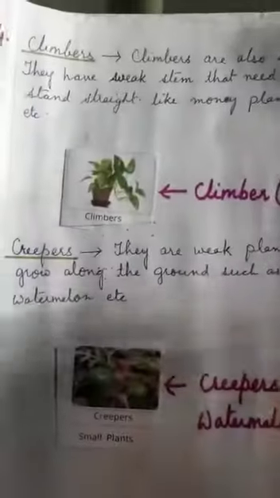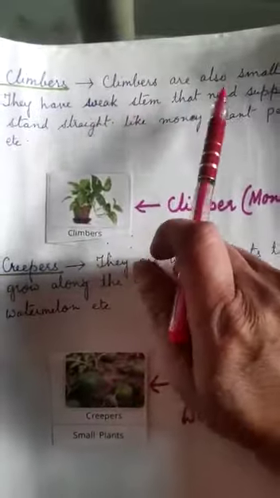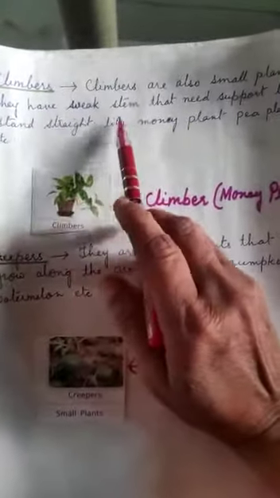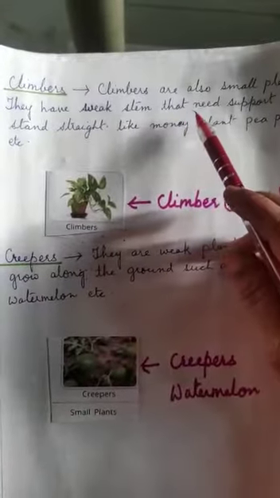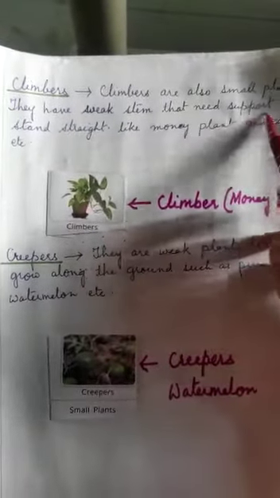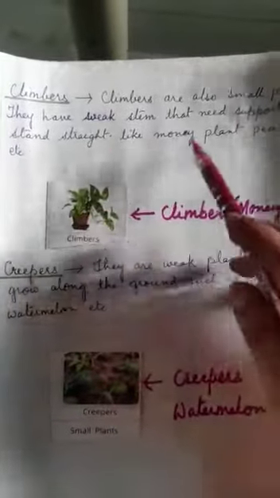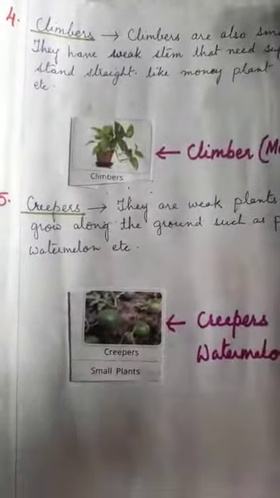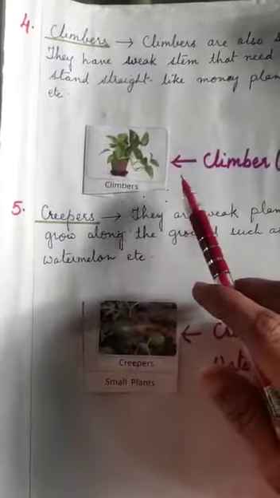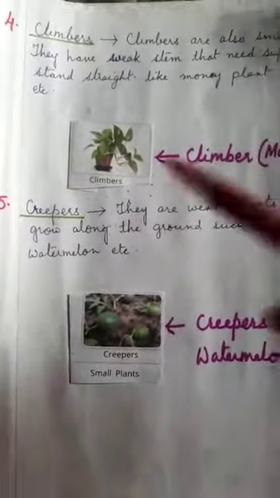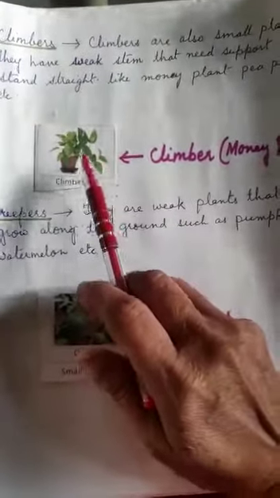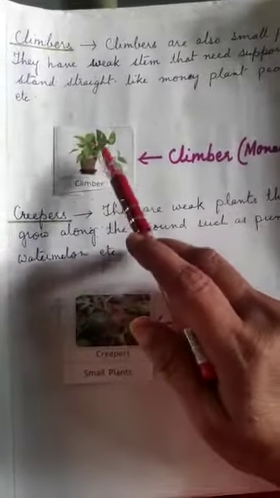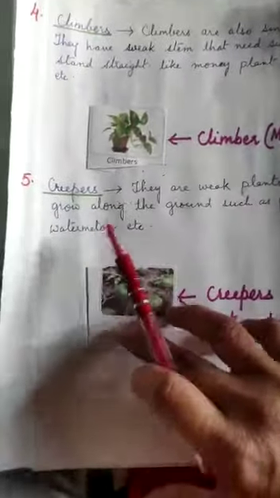Now, the fourth type of plant is climbers. Climbers are also small plants. They have a weak stem. They cannot stand straight on their own. They need support to stand straight, like money plant, pea plant. You must have seen the money plant, maybe in your home or some other places. Here is the picture of a money plant. You see the money plant branches bending down because it cannot stand straight. All the climbers need support to climb.